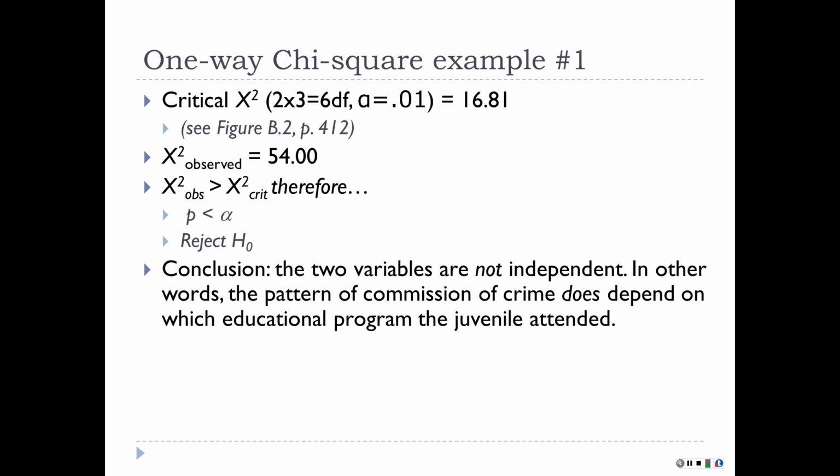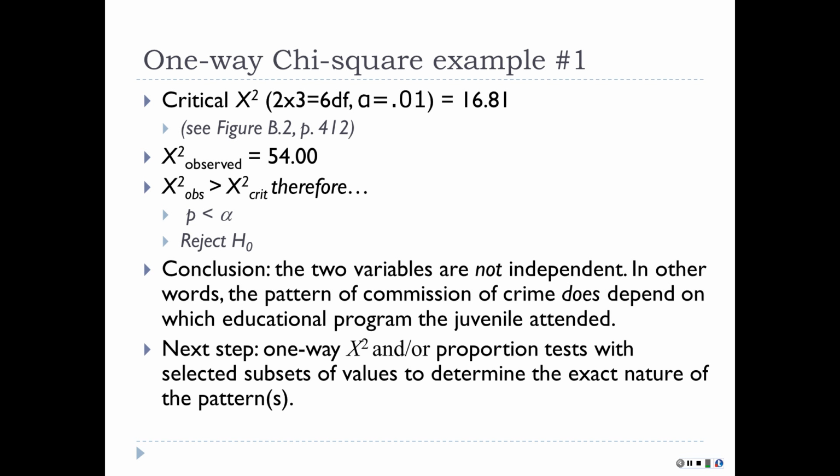In other words, now the pattern of commission of crime does depend on which educational program the juvenile attended. We reject the idea that it doesn't depend, that those two variables are not associated. So our next step would probably be to do some one-way chi-square tests, and possibly then some proportion tests for 2 particular cells at a time, with selected subsets of values.